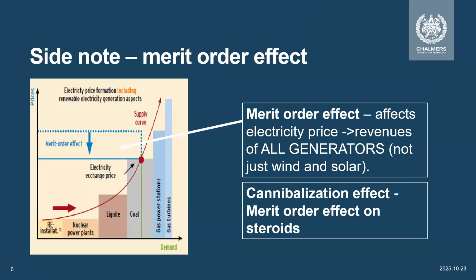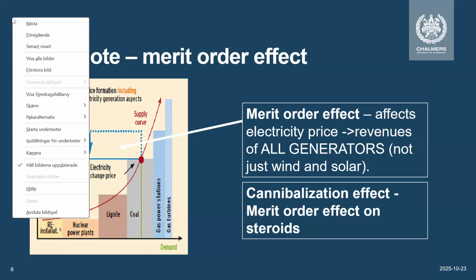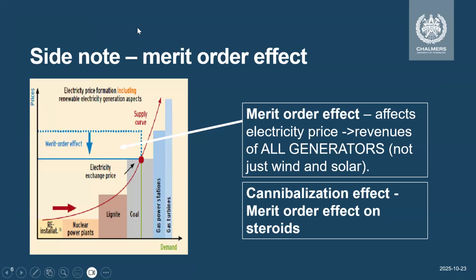Just a side note, I want to mention the merit order effect too. The merit order effect is the effect of more zero marginal cost generation coming into the market, which depresses prices for everyone. So everyone gets lower revenues, also the thermal generators. And the cannibalization effect is really the merit order effect, but on steroids.